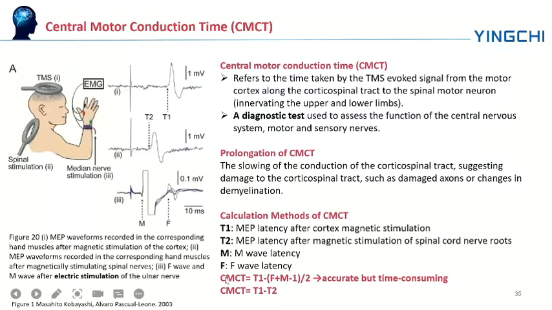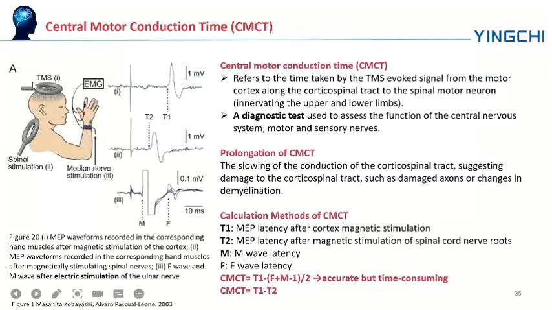You may also use this method to measure the CMCT. It is accurate, but it is time consuming. So this T1 and T2 is used a lot in determining the central motor conduction time.